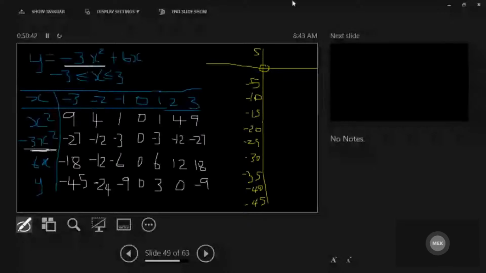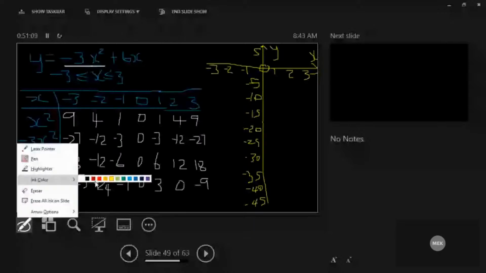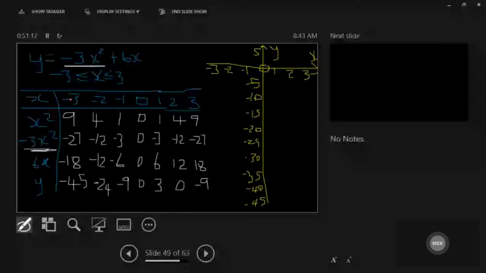And on this axis, which is the x-axis, and that's our y-axis. So it's from negative 3 to 3. So 1, 2, 3, negative 1, negative 2, negative 3. So it's negative 3 on the x to negative 45. So negative 3 and down from there to negative 45.